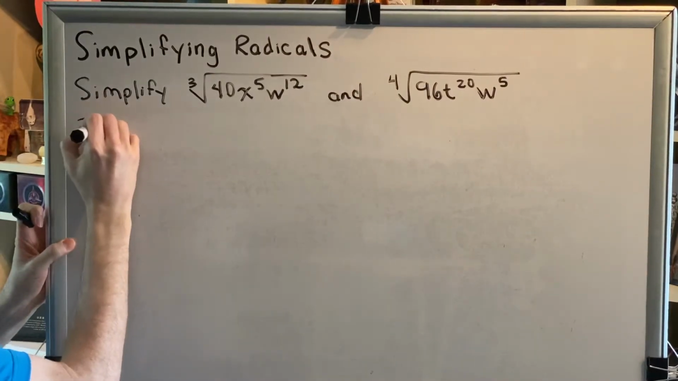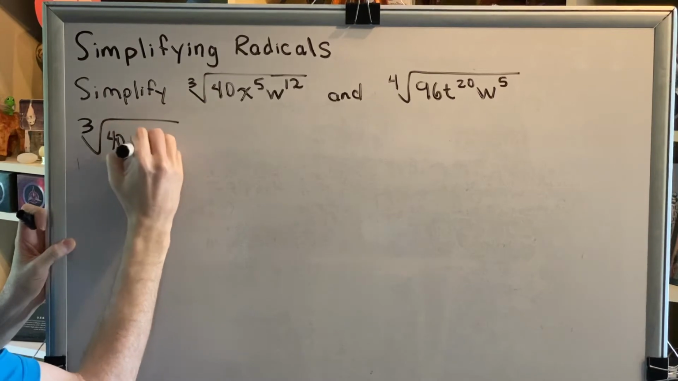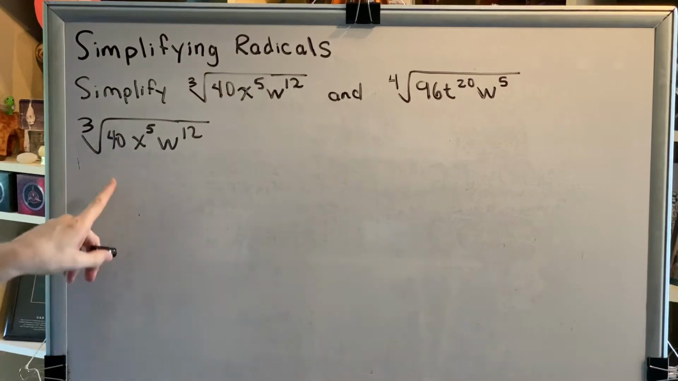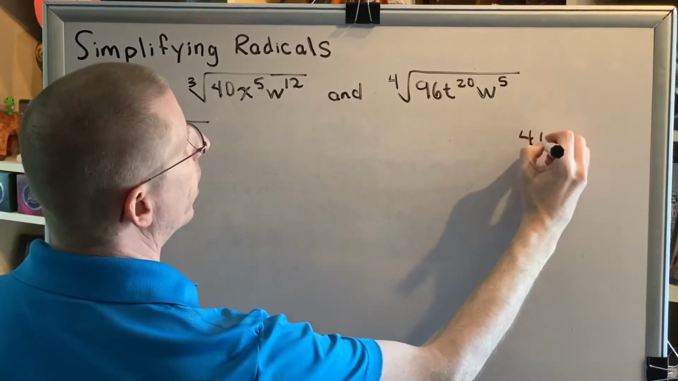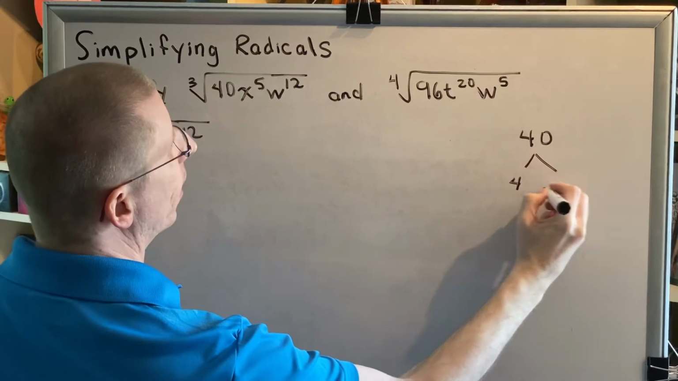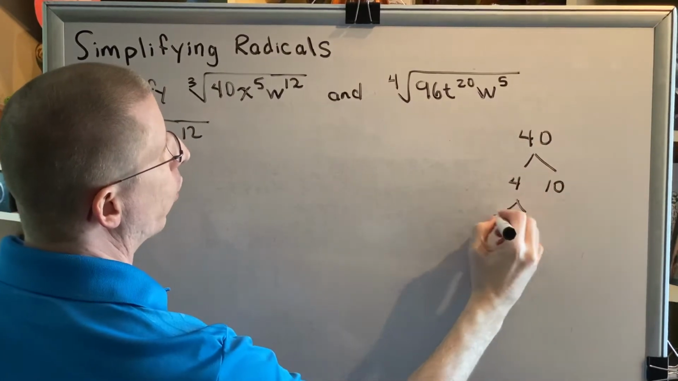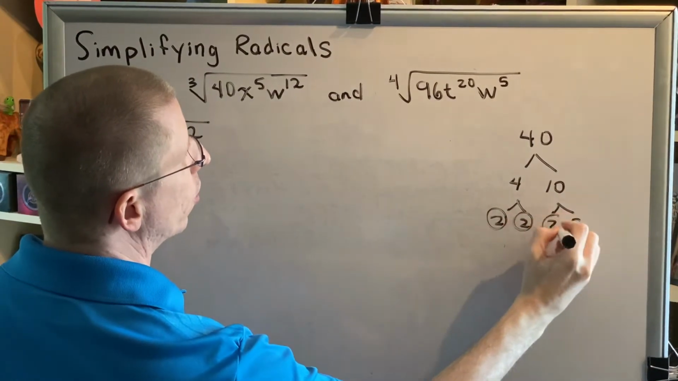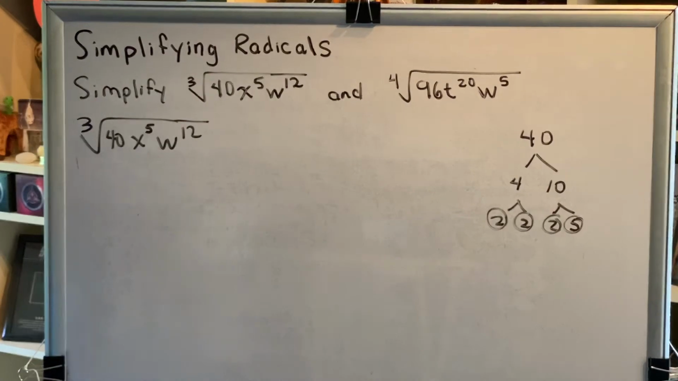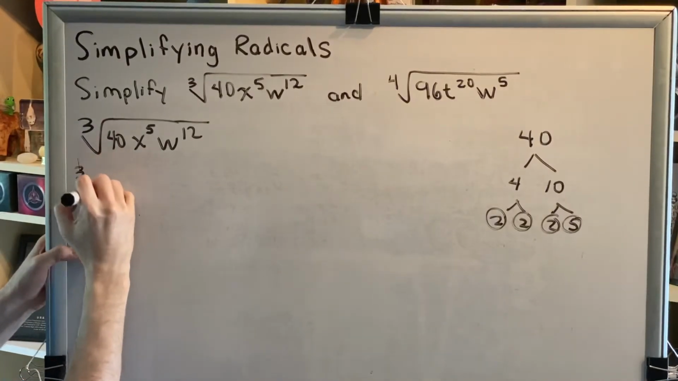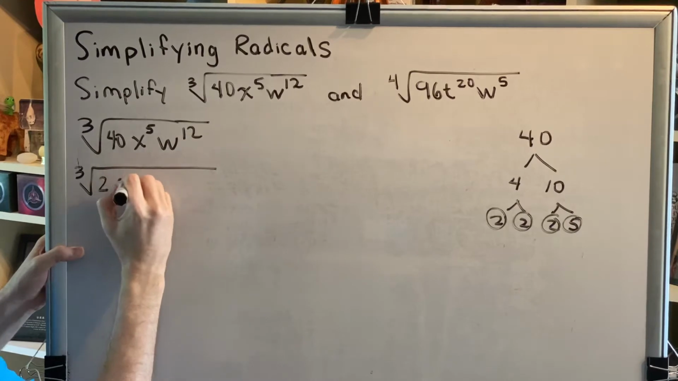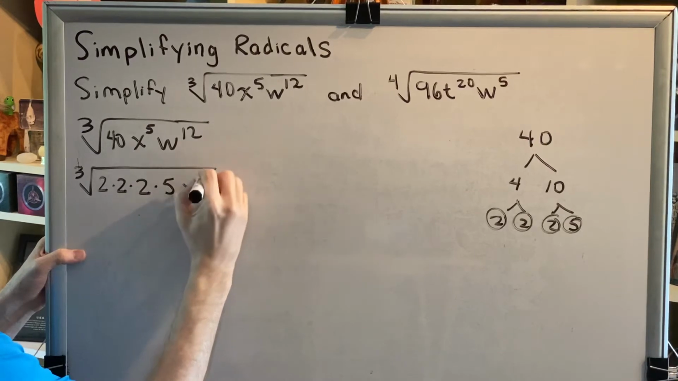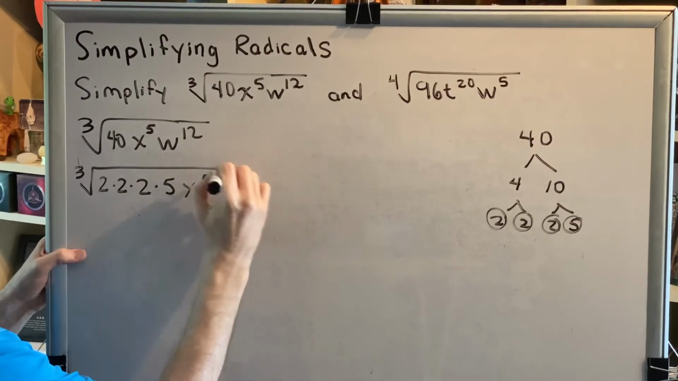We'll write it here. Cube root of 40 x to the 5th w to the 12th. Okay, let's make a factor tree for 40. 40 ends in 0, so therefore it's the same thing as 4 times 10. 4 is 2 times 2. 10 is 2 times 5. So the prime leaves are 2, 2, 2, 5. So we're going to get the cube root of 2 times 2 times 2 times 5. And then we have x to the 5th, w to the 12th.